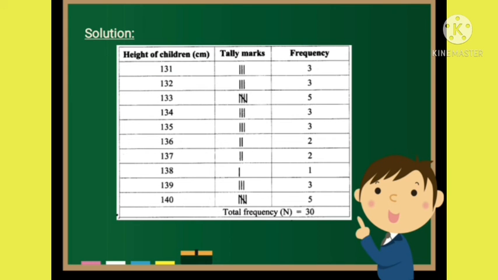In the same way, we are going to count all the numbers, and according to the number of times that particular number is repeating, we are going to put that many tally marks in the tally mark column and write the number in the frequency column. At the last, we will total the frequency number, that is 30 here. This is how we have solved this sum with the help of a frequency table.